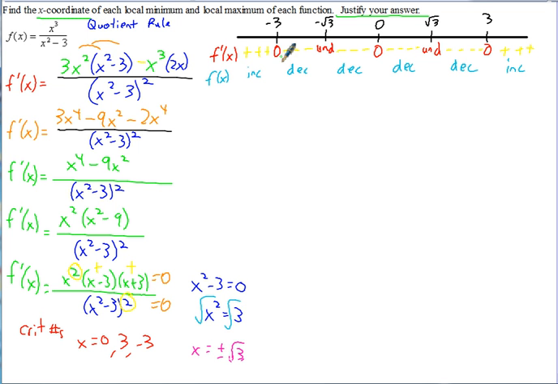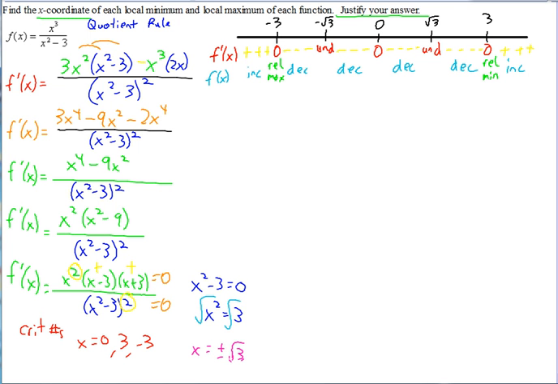Negative 3 is the first one where the derivative changes from positive to negative, increasing to decreasing, so that's a relative max. At negative square root of 3, the first derivative doesn't change sign, so that's neither, it stays negative. At 0, the first derivative doesn't change sign, that's neither, it keeps decreasing. At positive square root of 3, again, the first derivative doesn't change sign, it stays negative, so that's not either. And then at positive 3, it goes from decreasing to increasing, so that's a relative min. The first derivative changes from negative to positive. So we had 5 critical numbers, but only 2 of them turned out to be local extrema after all.